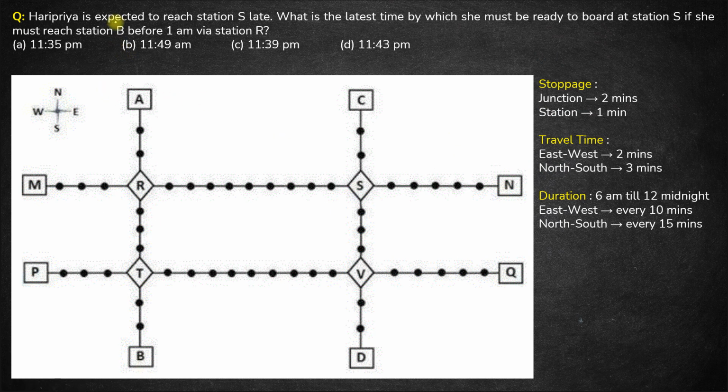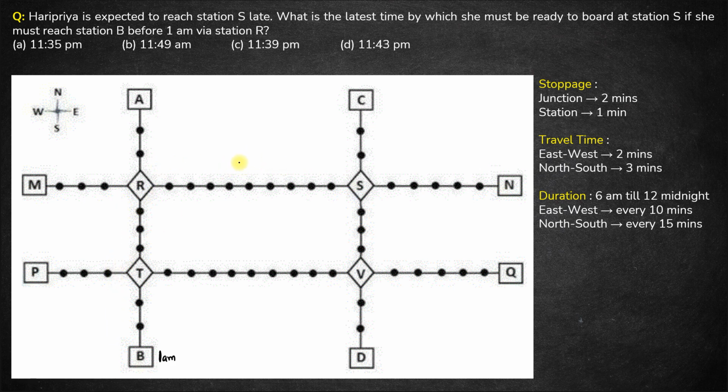Here we are given Haripriya is expected to reach station S late. Station S is here. What is the latest time by which she must be ready to board station S if she must reach station B before 1 am? So she must reach B latest by 1 am or before that. Okay? Before 1 am itself via R. So she has to go from S to R and then from R to B.